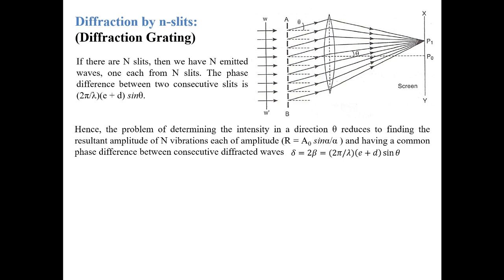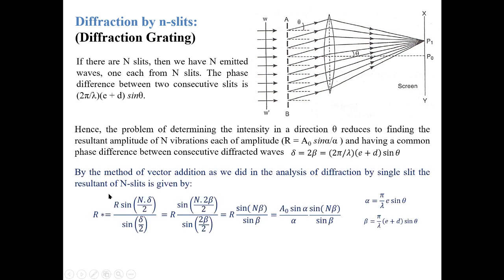Therefore, the problem of determining the intensity in a direction theta reduces to finding the resultant amplitude of capital N vibrations, each of amplitude A naught sin alpha upon alpha, and having a common phase difference between consecutive diffracted waves, delta equal to 2 pi by lambda times (e plus d) sin theta. And the resultant of capital N slits is given by R star equal to R times sin (N delta by 2) divided by sin (delta by 2).